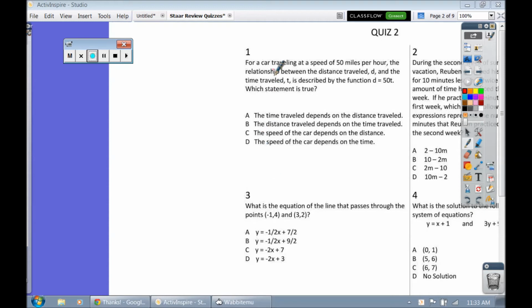For a car traveling at a speed of 50 miles per hour, the relationship between the distance traveled d and the time traveled t is described by the function d equals 50t, which is true. So, A, the time traveled depends. Okay, so we're using this vocabulary.